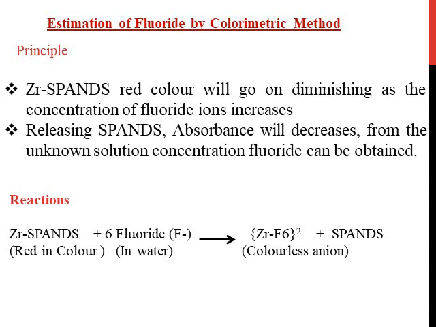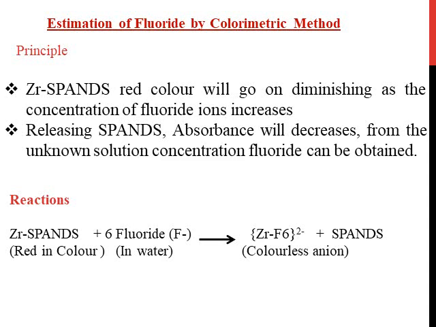SPADNS is released into the solution, and different molar concentrations of the test solution are prepared, and absorbance is noted with the help of a colorimeter. This absorbance will go on decreasing because the red colored complex zirconium SPADNS will diminish its color as the fluoride concentration increases. The unknown solution is also treated in the same way, added with zirconium SPADNS, and absorbance is noted. From the absorbance of the unknown solution, the concentration of fluoride is calculated.